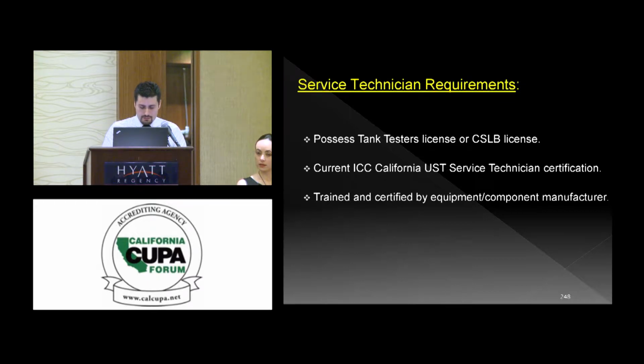And they need to possess the tank tester's license or California State Licensing Board license as well. We also verify, and it's important to ensure that they have current ICC California UST Service Technician certification. This happened to me once where he showed me the ICC, but not from California. So does that count? No, it doesn't count. You've got to be ICC certified in California to do testing in California.